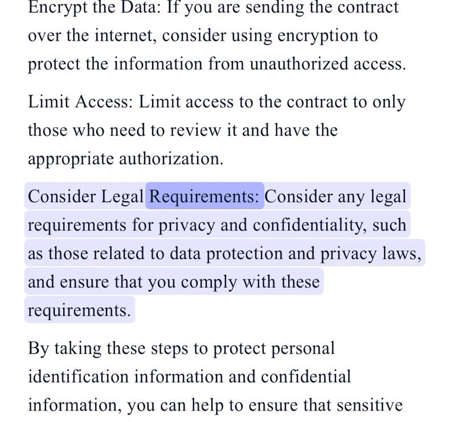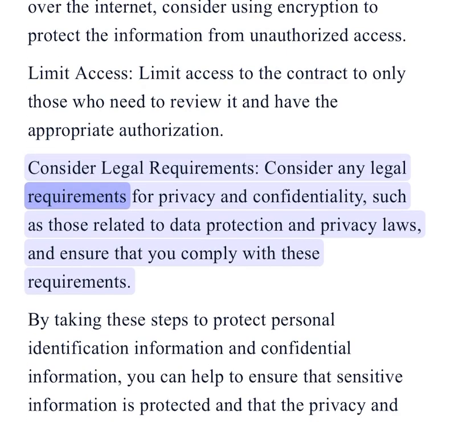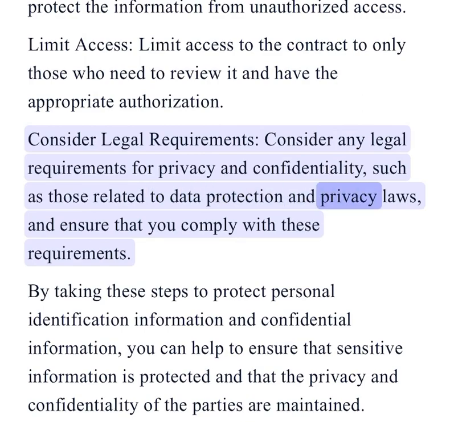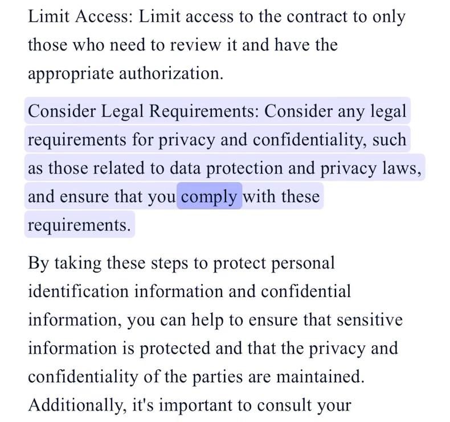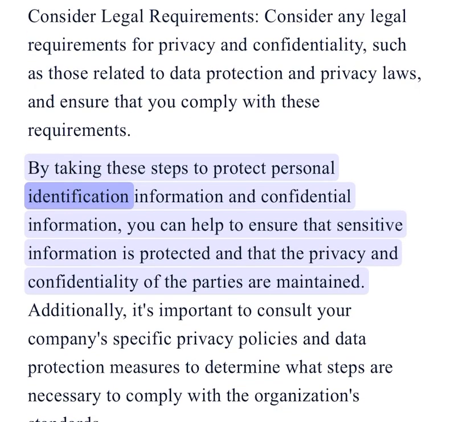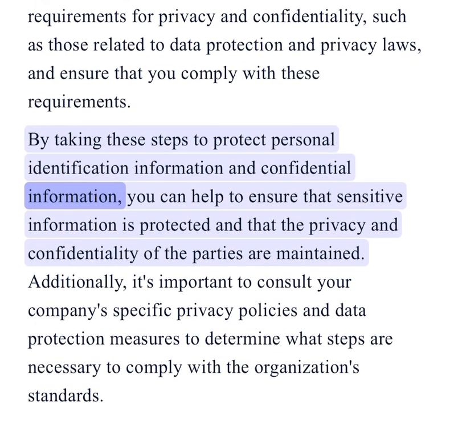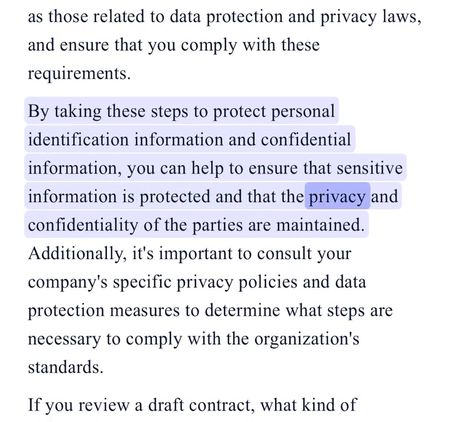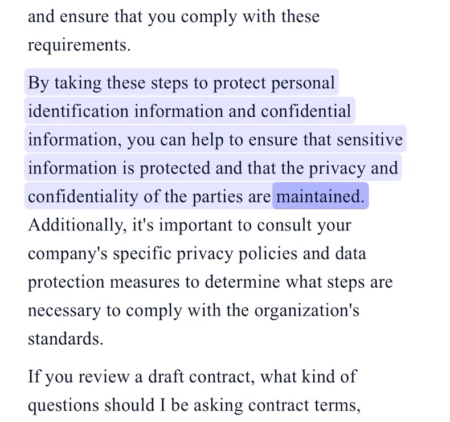Consider legal requirements. Consider any legal requirements for privacy and confidentiality, such as those related to data protection and privacy laws, and ensure that you comply with these requirements. By taking these steps to protect personal identification information and confidential information, you can help to ensure that sensitive information is protected and that the privacy and confidentiality of the parties are maintained.